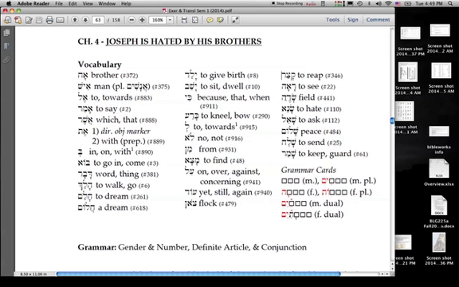Sadeh, field. Sanei, to hate. More on that verb in the course later. Sha'al, to ask. Sha'al. Shalom is peace. Shalach, to send.